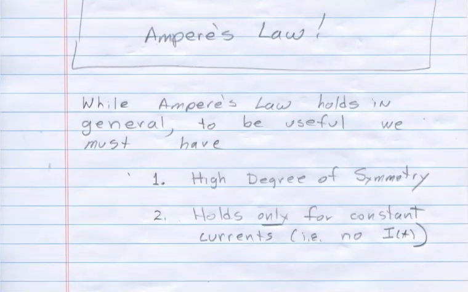And again, the only things that have to apply for it to be used: Ampere's law only holds for constant current, so you can't have any time varying currents. And then we have to have a highly symmetric case.